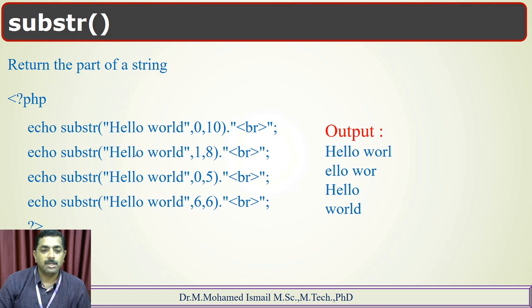So 1 to 8, it will skip the H, and from 1, E to R, it will take. 0 to 5, hello will print, and 6 to 6, world. So first these letters will skip, and world from the 6th position to how many numbers I have given. So substring returns part of the string; position and how many length we can specify.